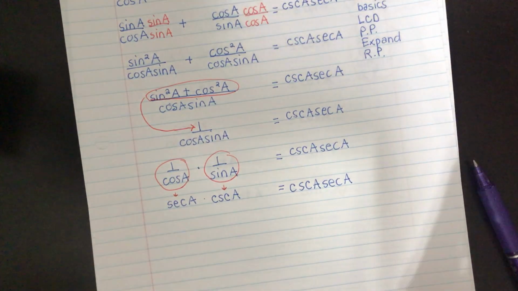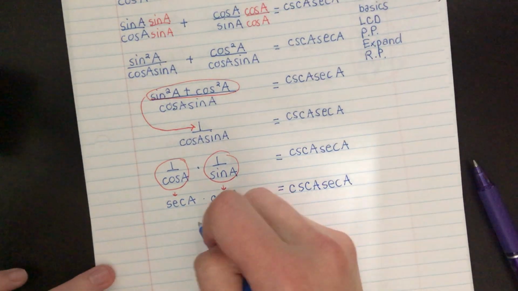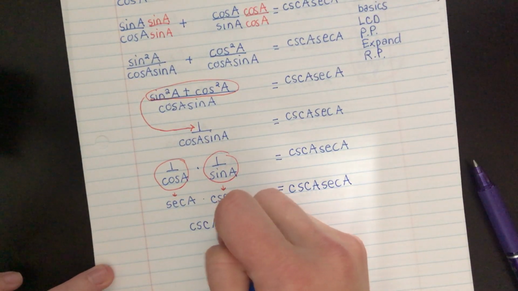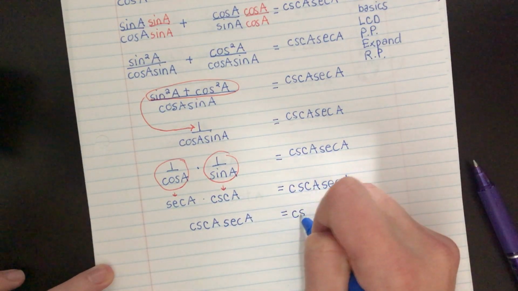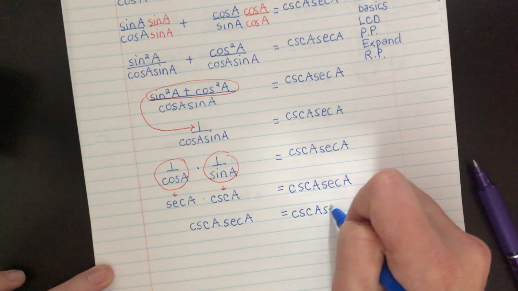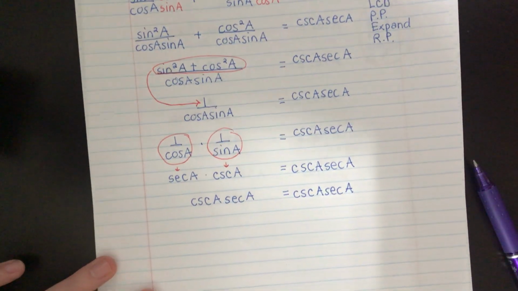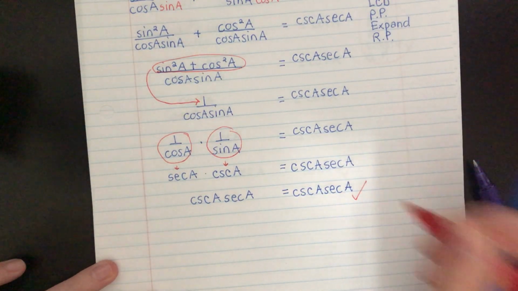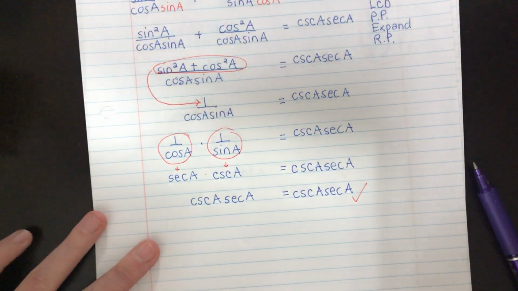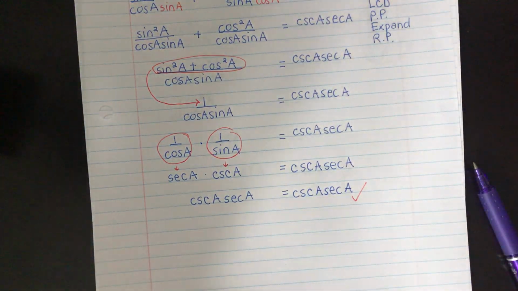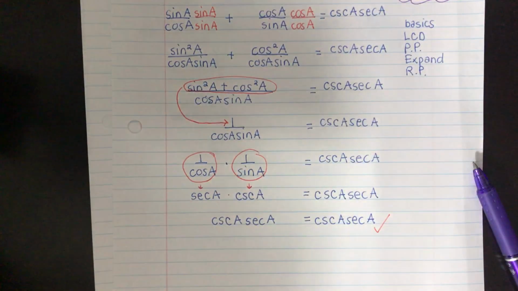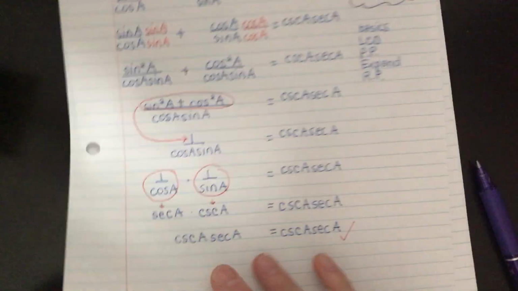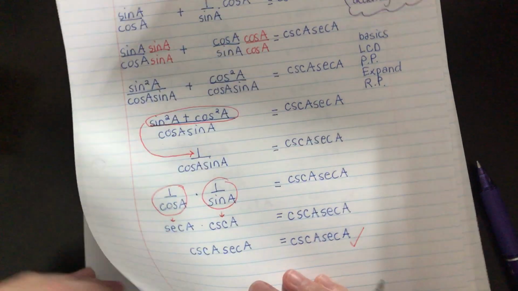Not that it's a huge deal, but these are backwards, so we're just going to switch it. Cosecant A, secant A equals cosecant A secant A. Okay, so done and done. All right, so number three.